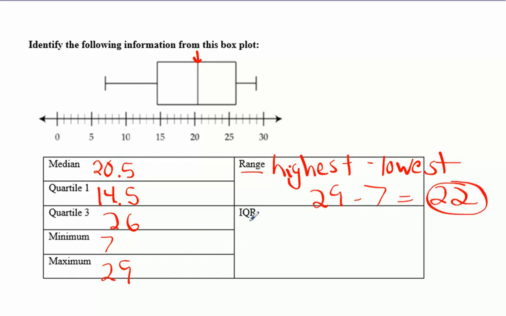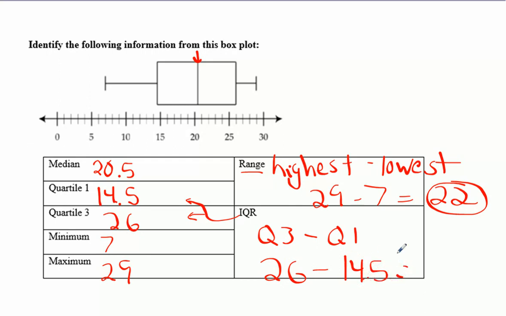My IQR, again, stands for interquartile range, so that should give you a hint to look at the quartiles. I have 2 right here, so I'm going to take quartile 3, my bigger one, and subtract quartile 1. So again, it's a range where I'm taking the highest minus the lowest, but it's the range of the quartiles. So I'm going to do 26 minus 14.5. Calculate. I get 11 and 5/10.